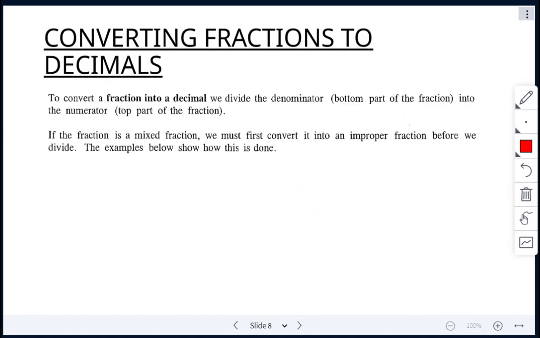So next we're looking at converting fractions to decimals. So here, a reminder that when you see a fraction, it is technically division. So what we're doing to convert a fraction into a decimal is we're going to divide the denominator, which is the bottom part of the fraction, into the numerator. If you see it as a mixed fraction, just convert it into an improper fraction and then you can divide.